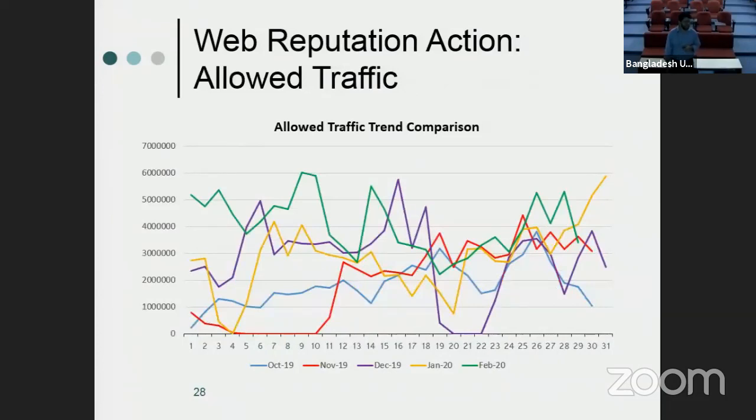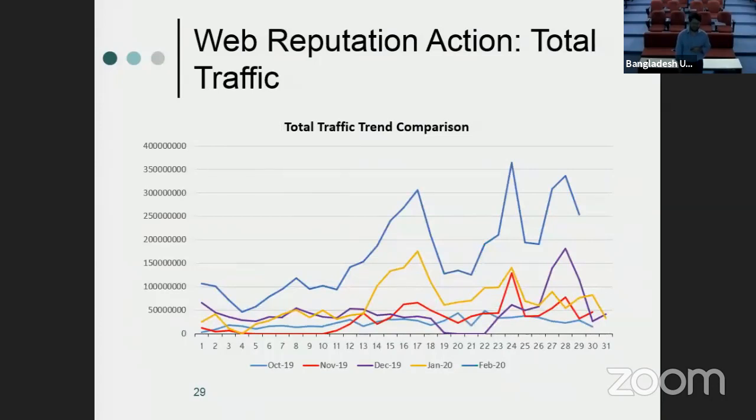So this is the allowed traffic. Allowed traffic means it is allowed by default, so there will be no further scanning because the reputation score is above +6. It will be passed through without further scanning. Here as well, there is no real matching pattern. They are related to the number of data that comes in, and a percentage of that data is passed through as clean data. What we see is that this trend is always below 10% of the whole traffic.